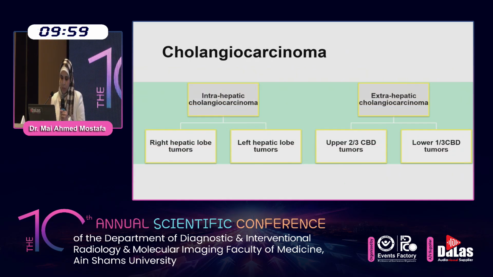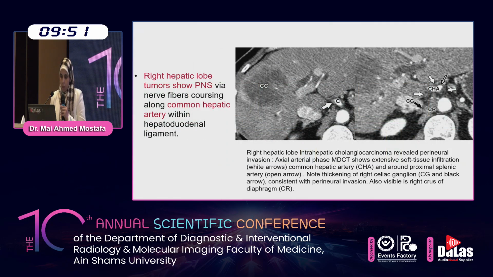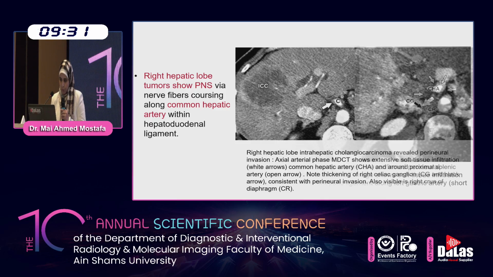The intrahepatic can be divided into right or left lobe tumors, and the extrahepatic can be divided into upper 2/3 or lower 1/3 of the bile duct. The right hepatic lobe tumors show perineural spread along the nerve fibers around the common hepatic artery within the hepatoduodenal ligament. As we can see here on the CT images, there is a right lobe mass lesion with soft tissue density around the common hepatic artery extending to the right celiac ganglia.